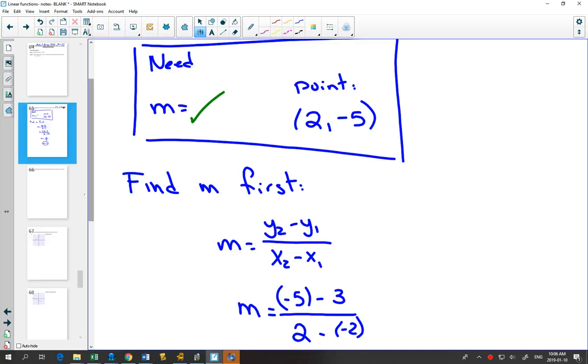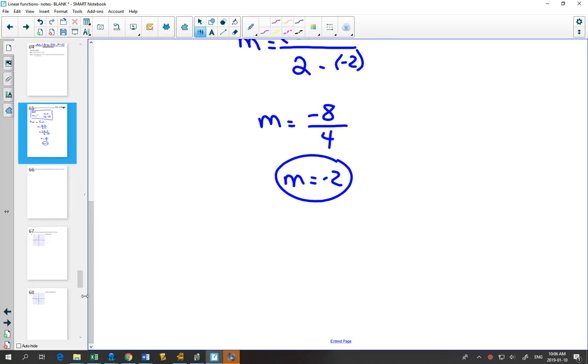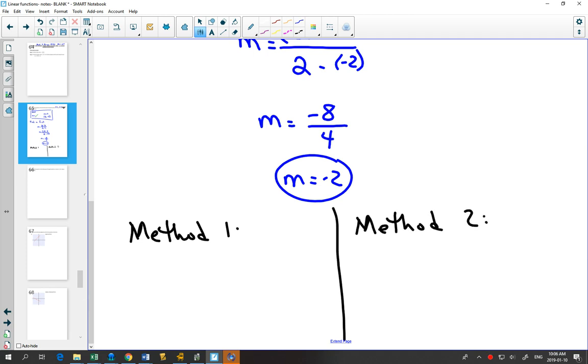And now we've got the two things that we need. We can now find the equation of a line, and we can choose method 1 or method 2. I don't know which is your favorite, so I'll do both. Method 1 uses y equals mx plus b. Method 2 uses y minus y1 equals m(x minus x1).